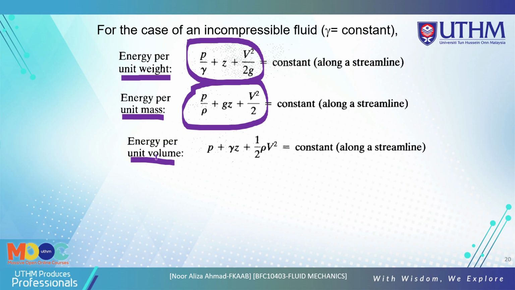Based on the energy per unit volume here, we call it the pressure plus the specific weight times Z plus 1 over 2 times the density times V squared. So this is based on the energy per unit volume. For the Bernoulli equation, we always use the energy per unit weight.